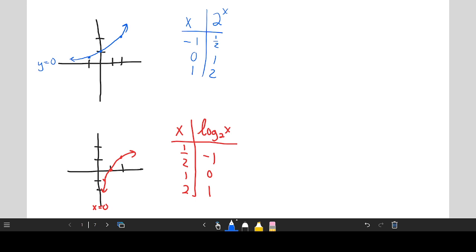In this video, we're going to discuss how to graph transformations of basic log functions, and we're also going to discuss how to find the domain of a log function.